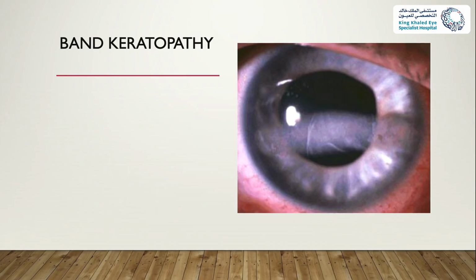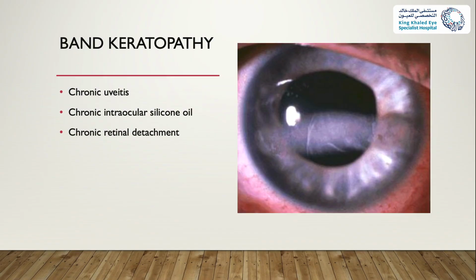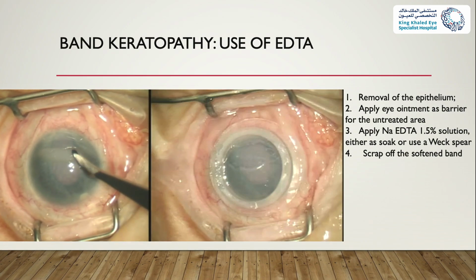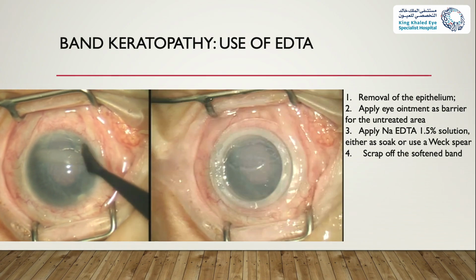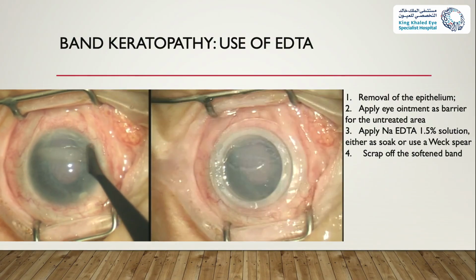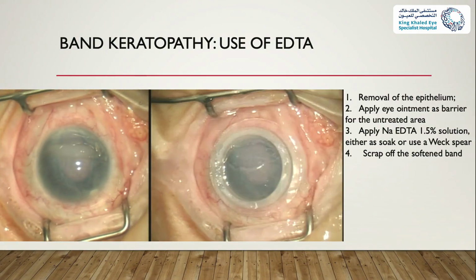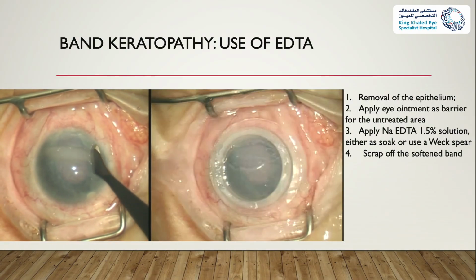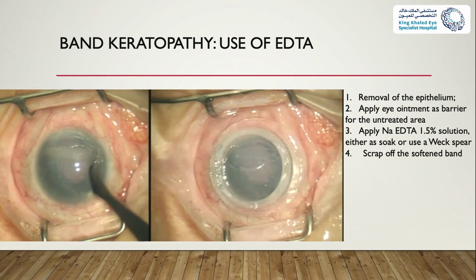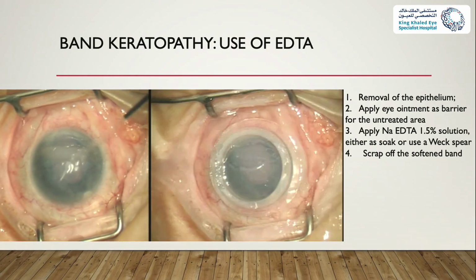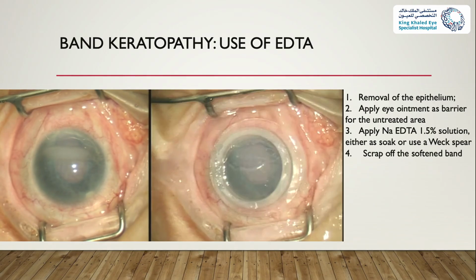Band keratopathy is another problem that we sometimes run into as retina surgeons, because of the use of silicone oil and the buildup of calcium. Chronic uveitis is also an issue, and patients with chronic retinal detachment. I learned this from my anterior segment colleagues. You scrape off the epithelium, and then you put sodium EDTA 1.5%. You can either soak it in a spear and place it over the area, or you can put a little cap.